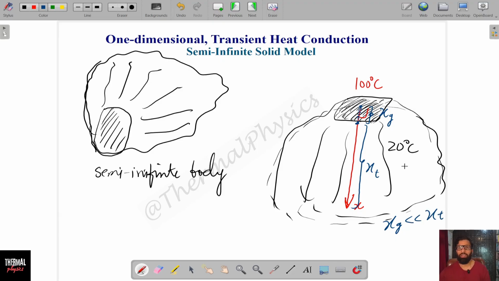So for a body where we compare the temperature gradient thickness and the rest of the thickness, this thickness here will be negligible compared to the rest of the thickness. For the rest of the thickness, the temperature will be maintained. It will keep on being at 20 degrees Celsius. So most of the body will not be affected by the temperature change here. This is where we can apply the semi-infinite model.